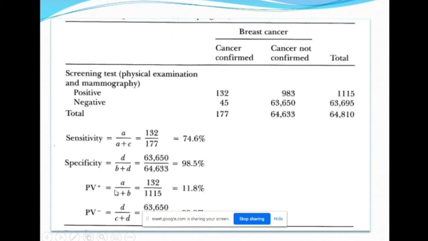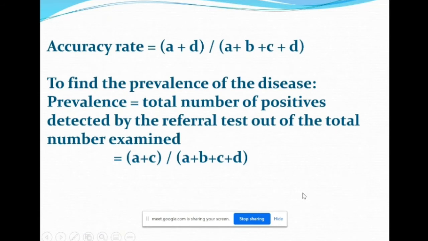Regarding the predictive value of a positive test, which is 11.8%, the probability of this test to truly detect the disease among screened persons is only 11.8%. So we can say that 1 out of each 10 screened positive will truly have the disease, while the predictive value of a negative test is higher, of course.